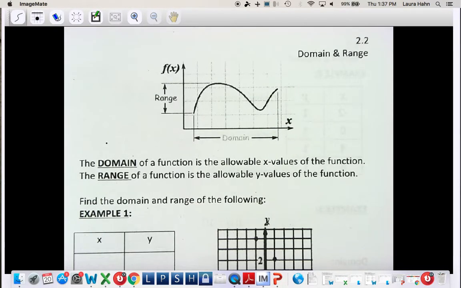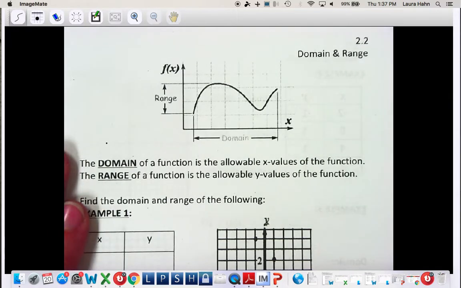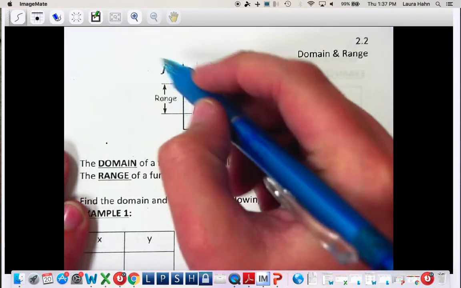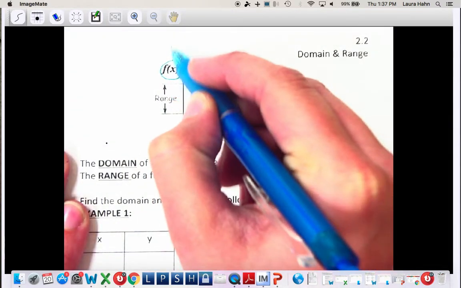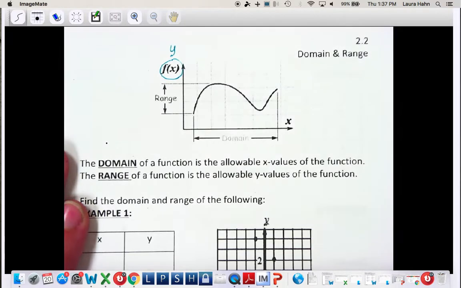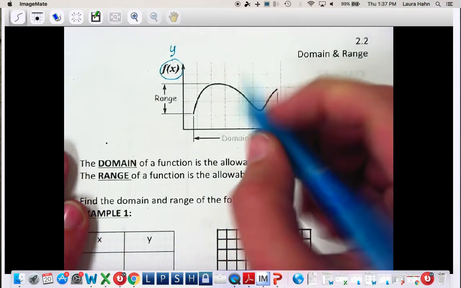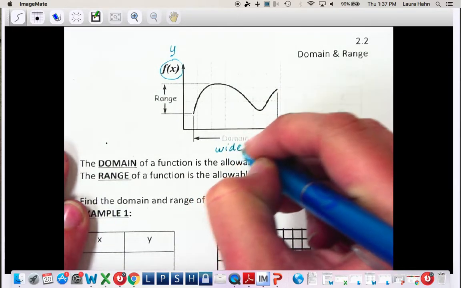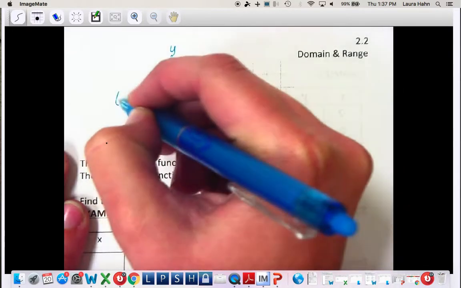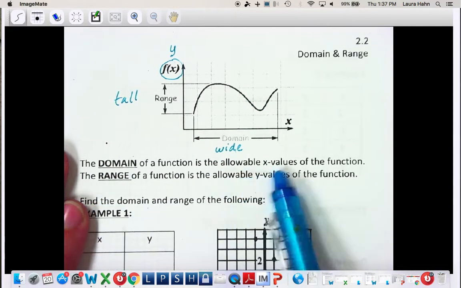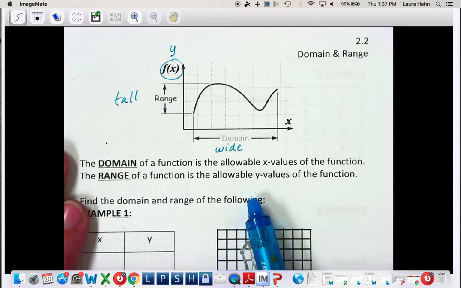Alright, so today we're going to be talking about domain and range. Big thing, domain is your x's, range is your y's. Remember, f of x is just a different way of writing y. I like to think about domain as how wide is it, and range as how tall is it. Remember, domain is all your x values, range is all your y values.